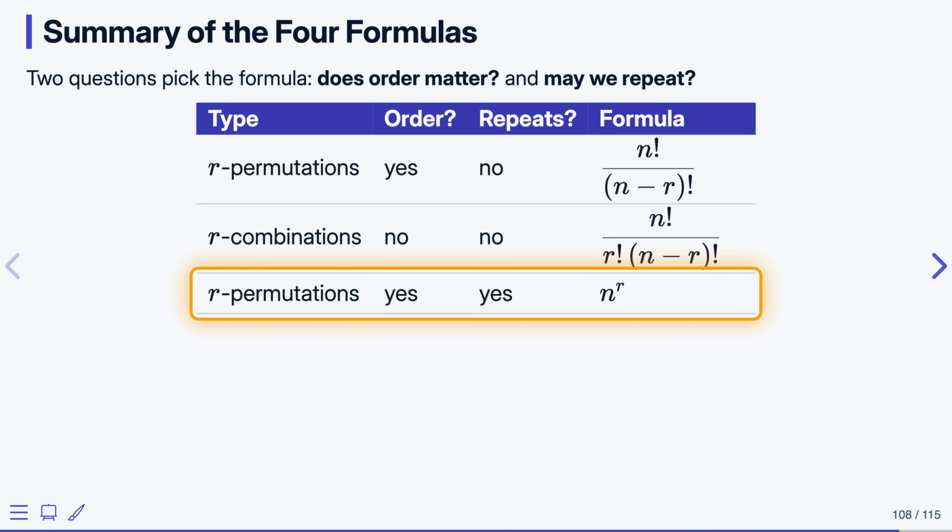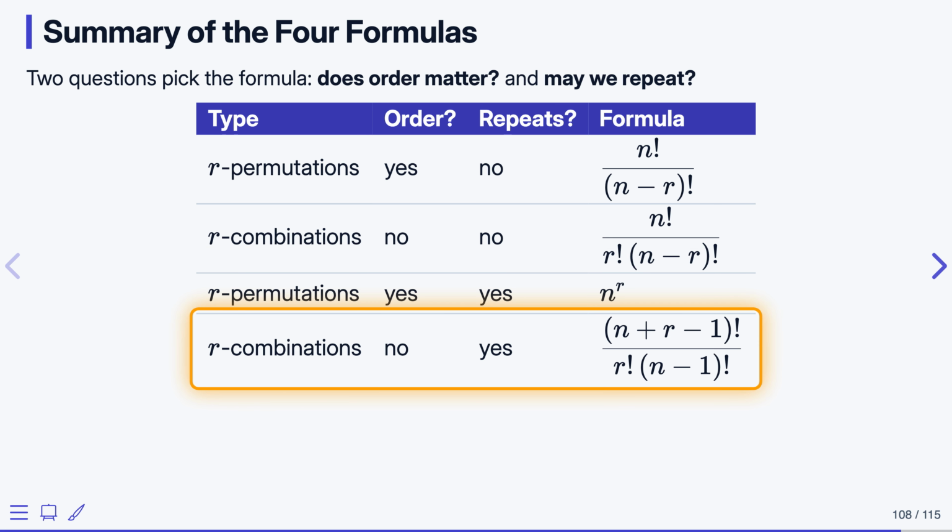Row 3. Order matters, repeats allowed, that is simply N to the power R. Row 4. Order does not matter, repeats allowed, that is stars and bars. N plus R minus 1 factorial over R factorial times N minus 1 factorial. Ask those 2 questions before you write anything down. That habit is most of the skill in this chapter.